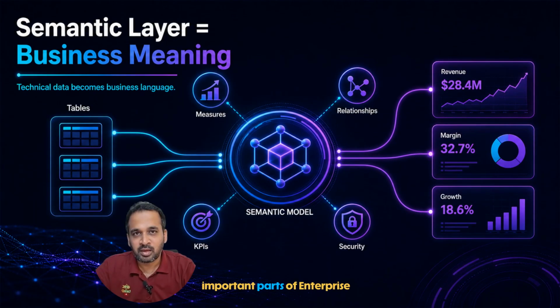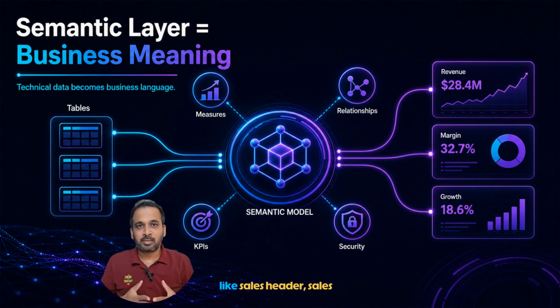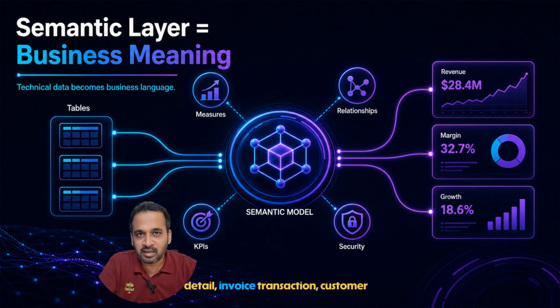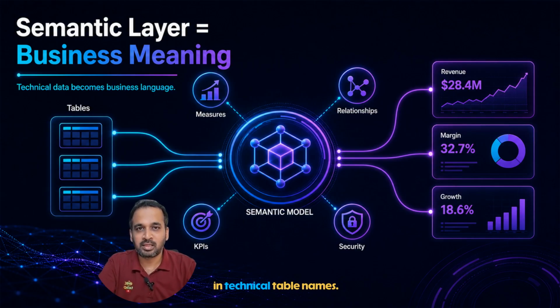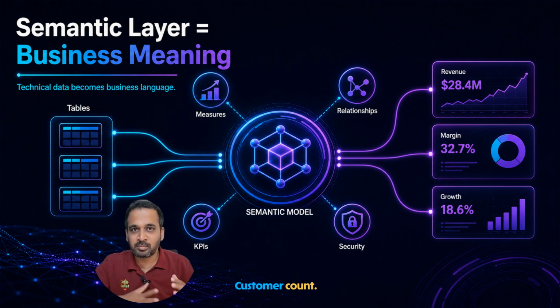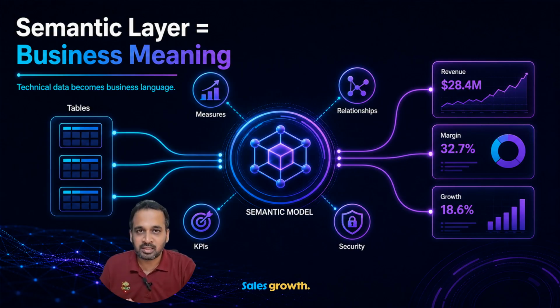One of the most important parts of enterprise BI architecture is the semantic layer. This is the layer where technical data becomes business meaning. In the data platform, we may have tables like sales header, sales detail, invoice transaction, customer master, product master, and date dimension. But business users do not want to think in technical table names. They want business terms: revenue, gross margin, customer count, order quantity, sales growth, region, product category, month to date sales, year to date sales. The semantic layer defines this meaning.